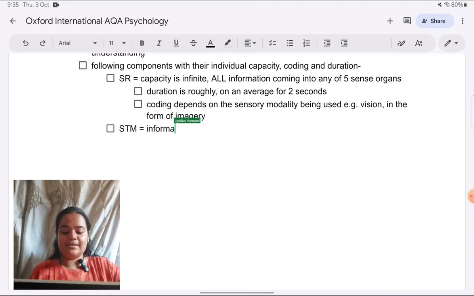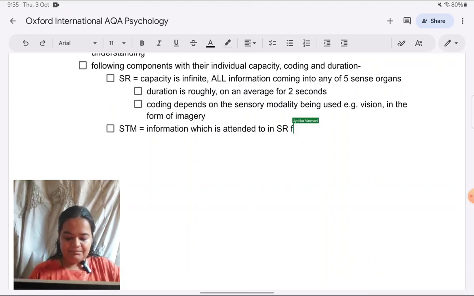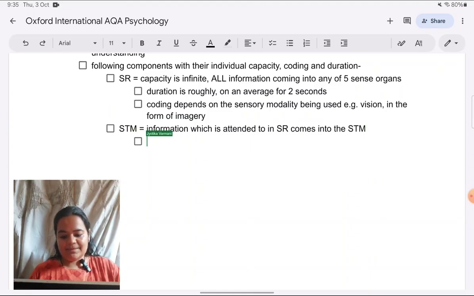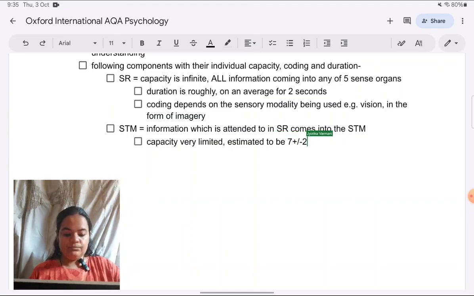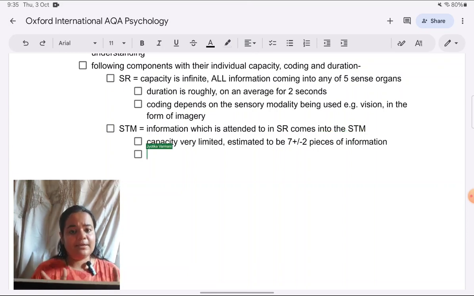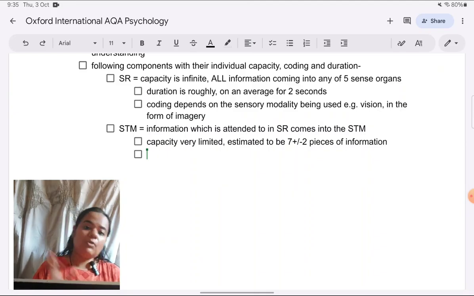So information which is attended to in sensory register comes into the STM. Now talking about the capacity, it is very limited, estimated to be 7 plus or minus 2 pieces of information. Here again many students get into the chunking study, Miller's chunking concept, or in the previous one they get into Sperling's experiments on visual memory for sensory register.